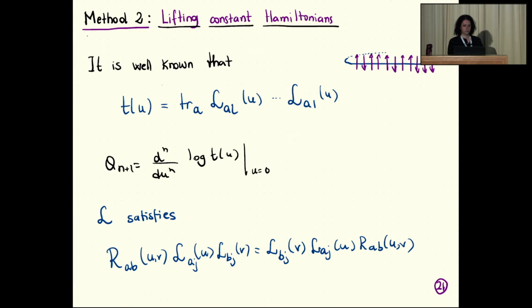So this brings us to the second method, where we try to solve these problems. And the main question we want to solve here is if somebody gives you a constant Hamiltonian, can I say if it's integrable or not, independently of if it could be u-dependent at some point or not?